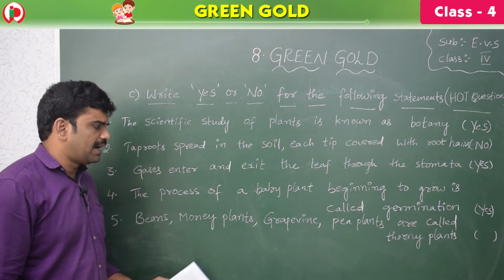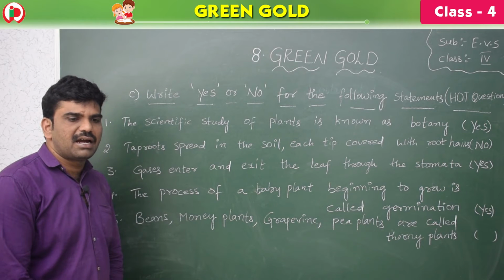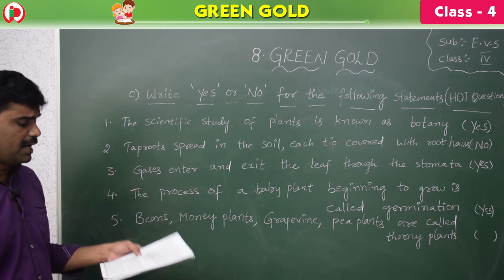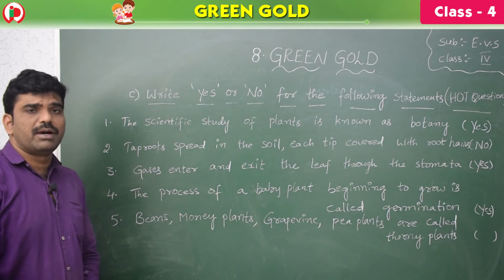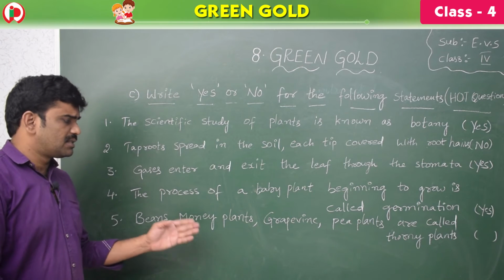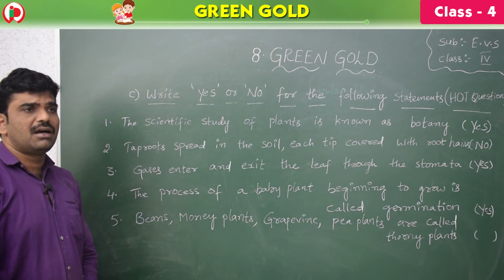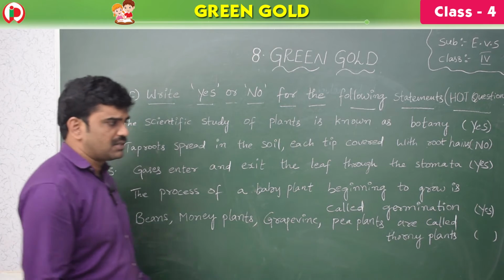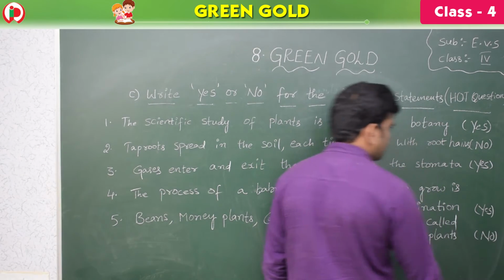Beans, money plants, grapevine, pea plants are called thorny plants. Yes or no? No. Why? Because these plants do not have thorns. Cactus and opuntia are the plants that have thorns. So these are not thorny plants. The statement is wrong, so I am writing no here.